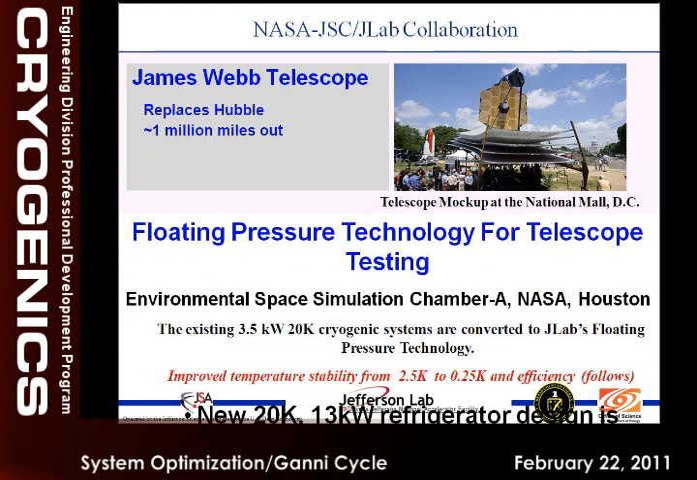They had Linde-supplied cold boxes in the 90s to do the cryo panel testing, a 20K outer space simulation on Earth. They wanted 0.25 Kelvin stability in the plant, and they couldn't get it. The temperature was varying 2.5 Kelvin up and down.